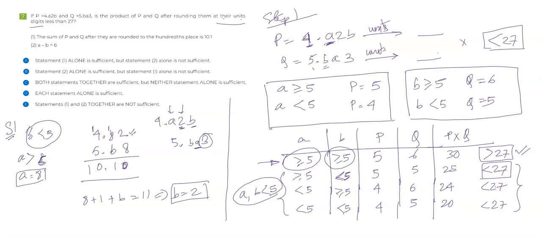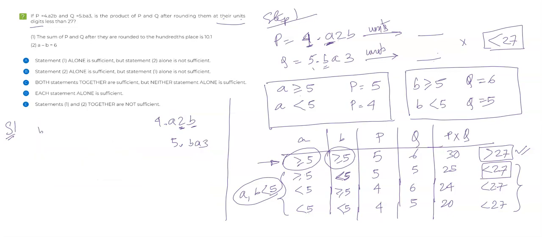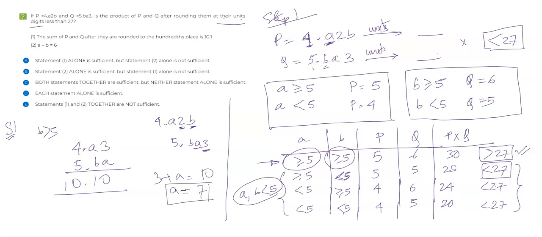Now let's take the case when B is greater than 5. If I round it at the hundredths place, I'll get 4.A3. Here, 3 is already there and it is less than 5. So when rounding, this will remain 5.BA only. But again, the sum has to be 10.10. So if I'm getting 3 plus A as 10, then A has to be 7. Now some of you may jump to the conclusion and think, hey, both of them are greater than 5, so we are getting a contradictory answer.